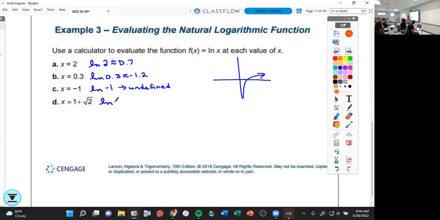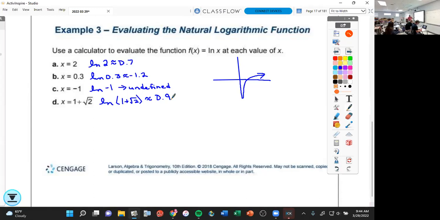And natural log of 1 plus the square root of 2. When you push the natural log, it automatically opens parentheses for you. Okay. 0.9. It is best if you actually close the parentheses, but since there's nothing else on that problem, if you don't, it's okay.